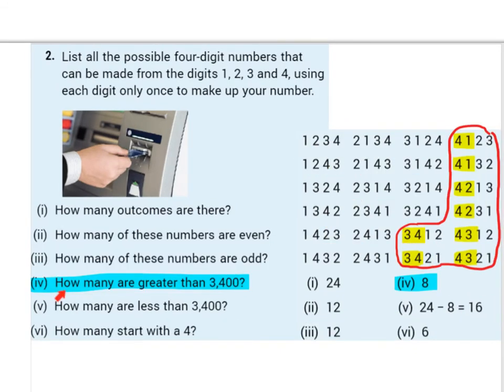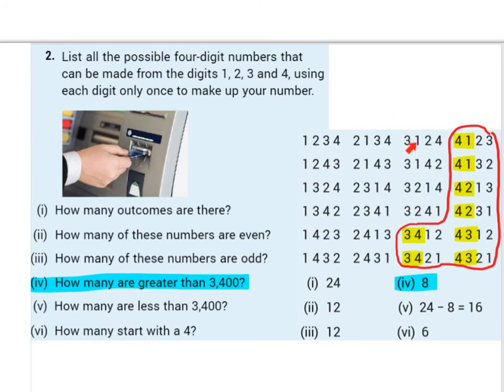Question 4. How many are greater than 3,400? So all of these numbers here start with a 1. So they're 1,000 and something. So they're definitely not going to be counted because they're all less than 3,400. All of these numbers here start with a 2, which means they're all 2,000 and something. So again, we're not going to circle them. These 4 numbers here start with 3, so they're 3,000 and something.